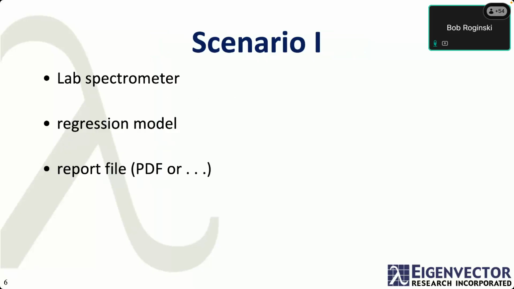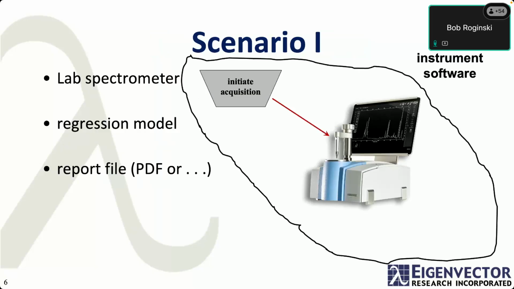So the first example here, we're going to talk about having a lab spectrometer, and we're going to apply a regression model. This could be something as simple as a benchtop mid-IR or Raman instrument. I have a nice isolated band in the spectrum. I do a little baseline corrected area measurement on that band, and there is a slope and an offset that I apply to that area to get a property of interest. And then my results, I'm going to want to go into a report file, a PDF or a CSV.